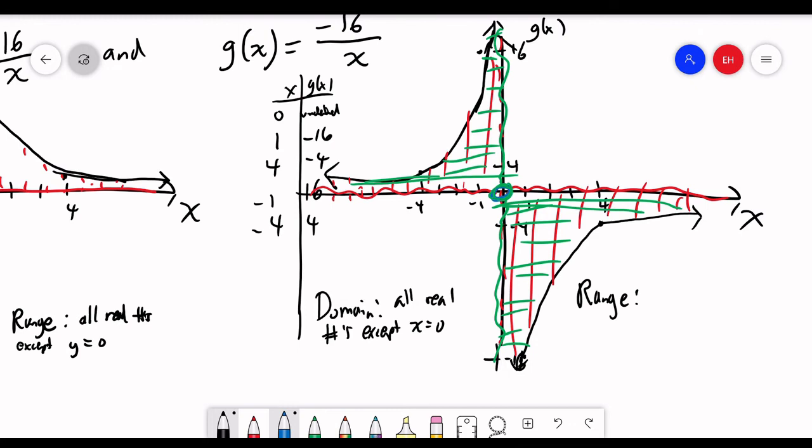Okay, so there's our domain and range for those two graphs. So that's an example of something like y equals k over x.